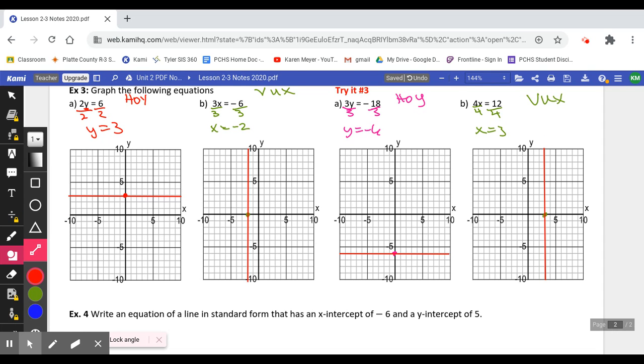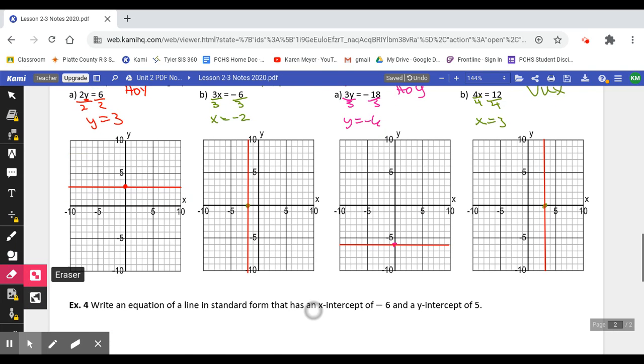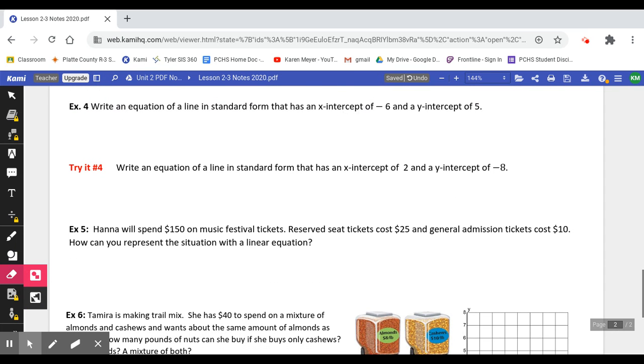Okay, moving on. Let's look at our next example. Example number 4 says, write an equation in standard form if I only give you the x-intercept, which is -6, and the y-intercept, which is 5. Okay, so remember, standard form is ax plus by equals c.